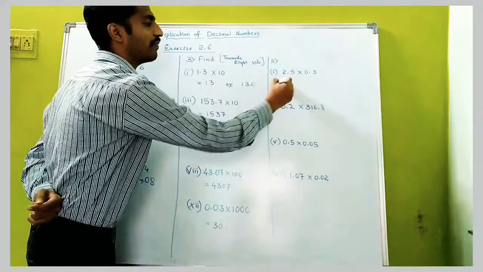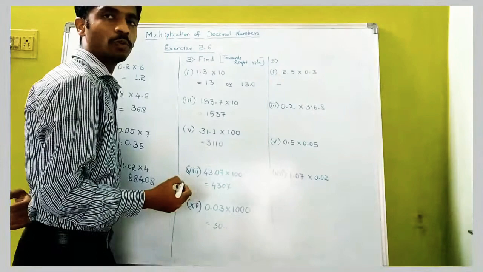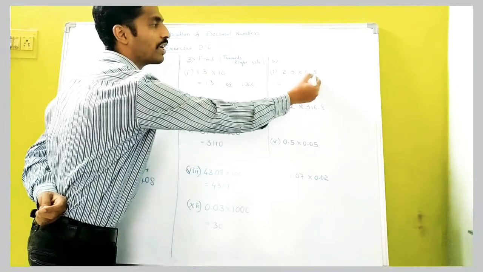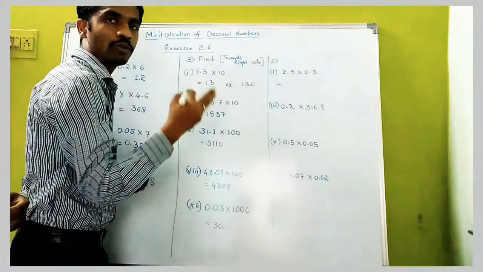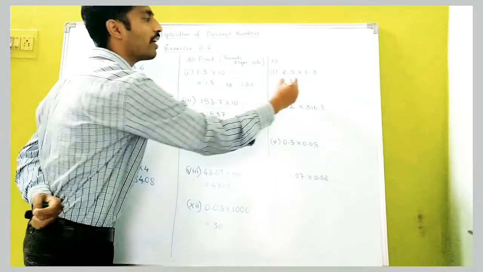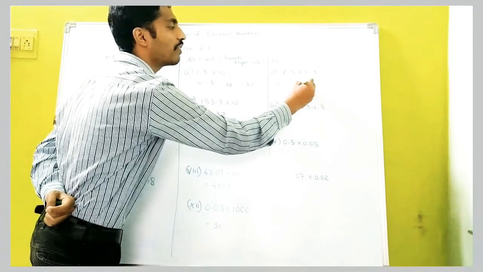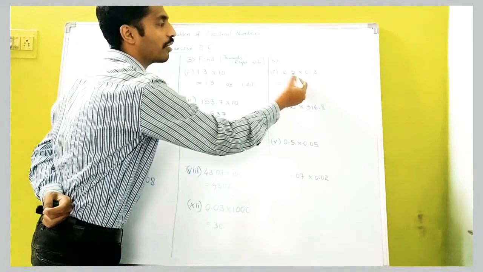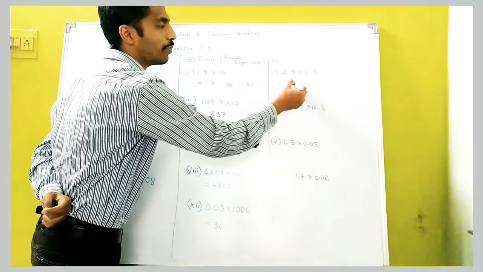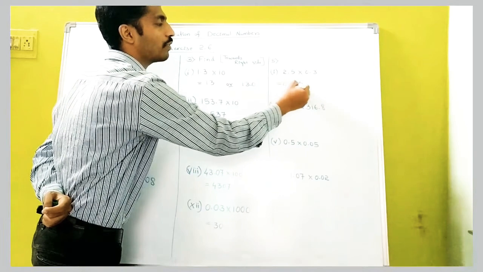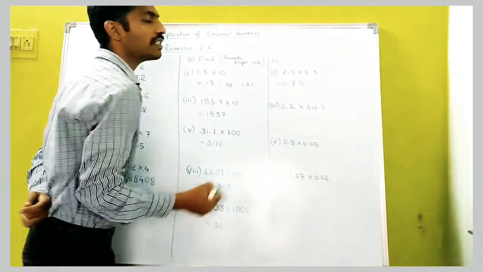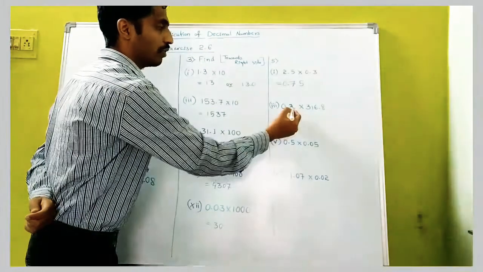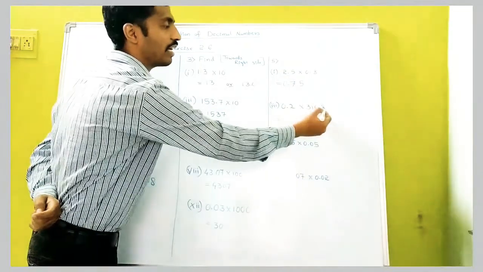So here if I ignore 2.5, it becomes 25, and if I ignore the 0.3, the point will be removed. It means 3. 3 into 25 will get 75. Okay, so now count the points. Here 1 point, here 1 point. Means after 2 numbers we put the point. Our answer is 0.75.